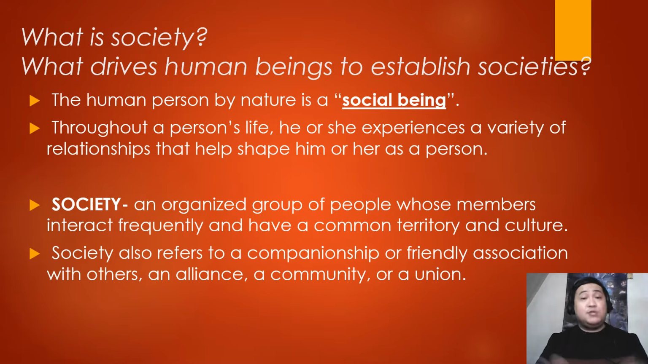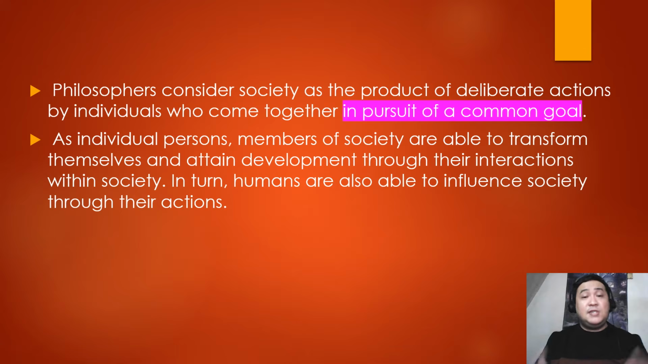Now, let us define society. Society is an organized group of people whose members interact frequently and have a common territory and culture. Society also refers to a companionship or friendly association with others, or it could be an alliance, a community, or a union. Now, philosophers consider society as the product of deliberate actions by individuals who come together in pursuit of a common goal.